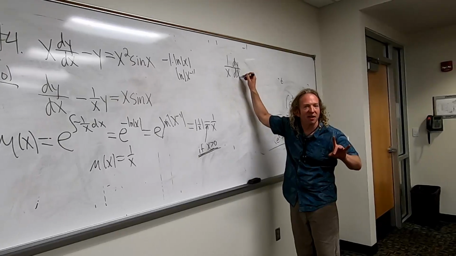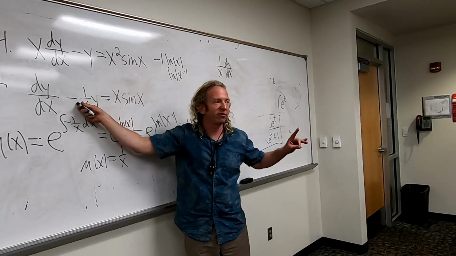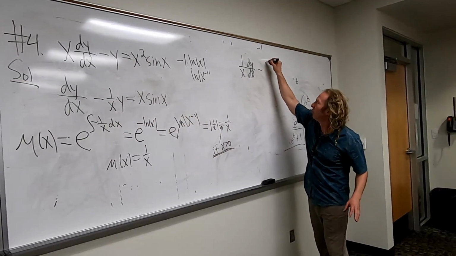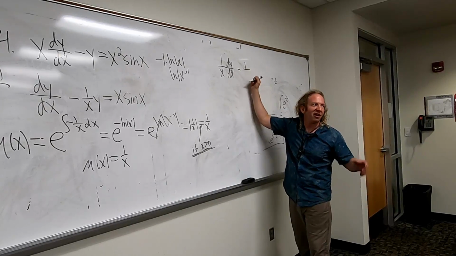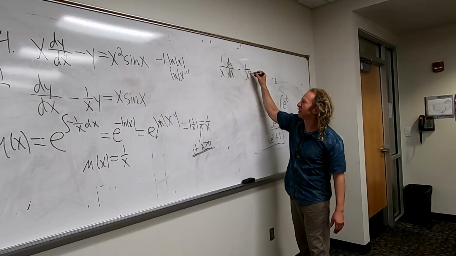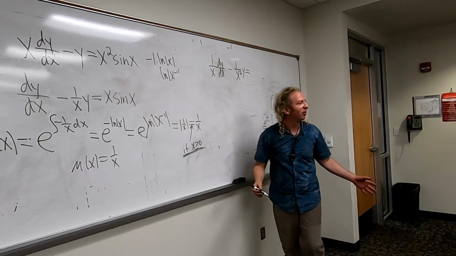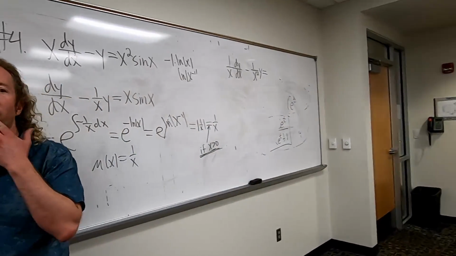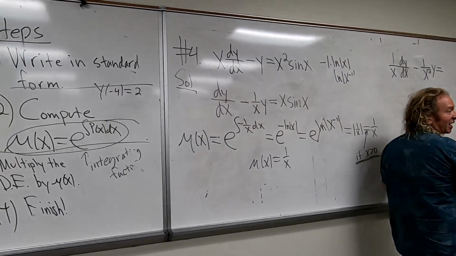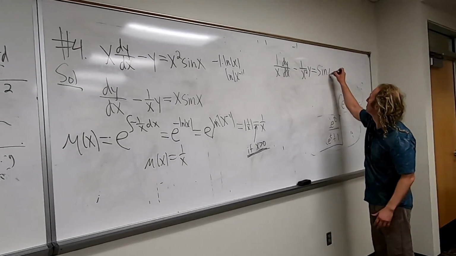See how we did that? And then this will become negative 1 over what? X squared. Oh, good, Nick. You got this. y equals, what's left on the right-hand side now? Sine x. Sine x, very good. Let me pause here.